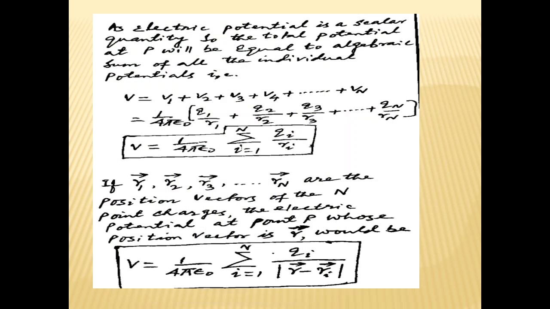Since electric potential is a scalar quantity, the total potential at P will be equal to the algebraic sum of all the individual potentials, that is V equal to V1 plus V2 plus V3 plus V4 plus ... Vn, which is written as 1 by 4 pi epsilon naught times (q1 by r1 plus q2 by r2 plus q3 by r3 plus ... qn by rn). So this is the way to find the electric potential at a point due to different charges.